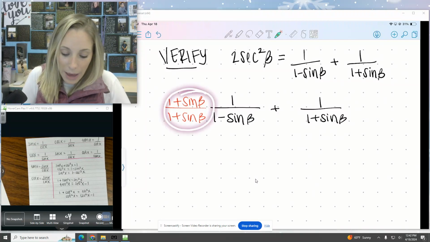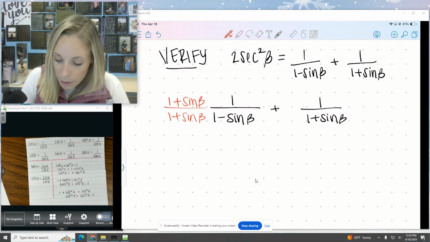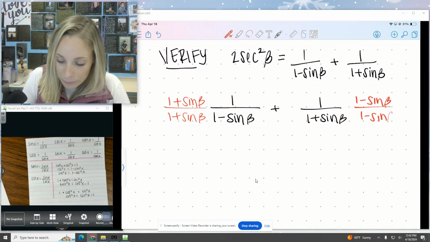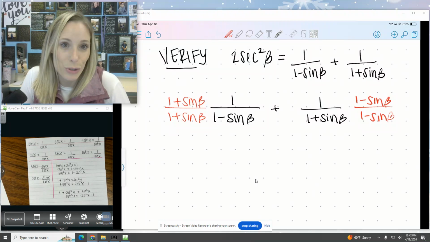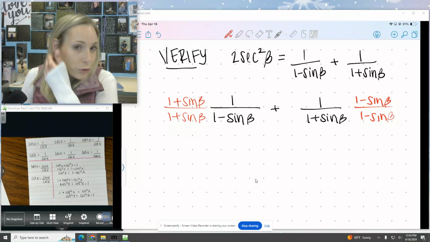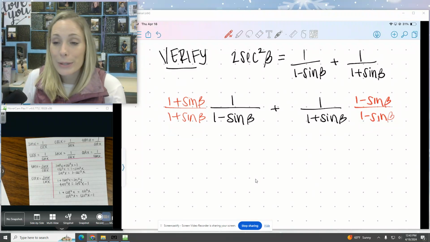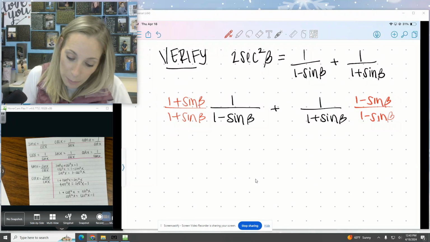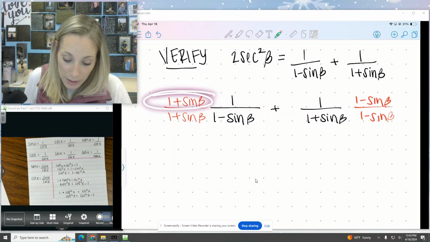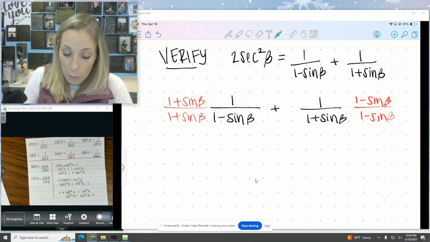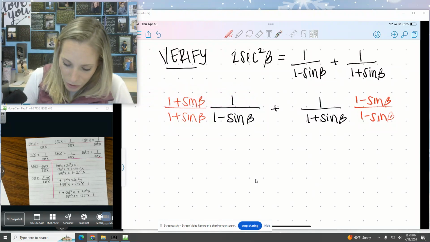So I'm going to multiply by that on this side, and then on the other side, I'm going to multiply by 1 minus sine of beta over 1 minus sine of beta. And again, I'm allowed to multiply by 1 minus sine of beta over 1 minus sine of beta because it's just 1. So I have not altered the integrity of our expression whatsoever. I've kept it equivalent. Okay, so now it's the simplification process. I need to multiply these two things together. So I'm going to multiply 1 plus sine of beta times 1. Well, 1 plus sine of beta times 1 is just 1 plus sine of beta.